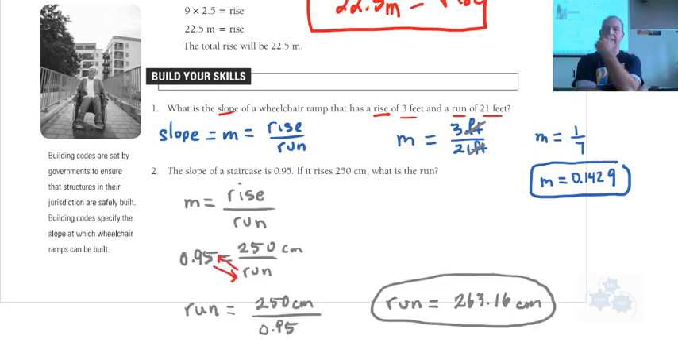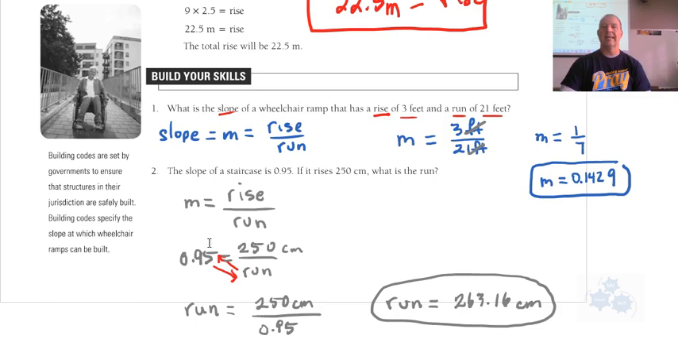All right, take a look on the screen there. So there's my work. Tell me if I'm right, or tell me if I've done something wrong. What I started with, what you always should start with, is the formula. M equals rise over run. Now this is a rise, right? The 250. So it goes on the top.